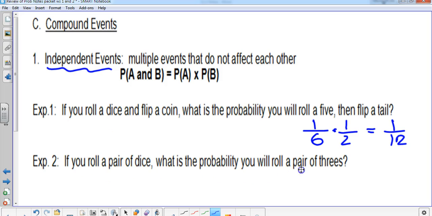Roll a pair of dice. What's the probability that you roll a pair of 3s? 1/6 and 1/6 is 1/36. Now, that question changes a lot if it says what is the probability that you roll a sum of 3, because you could get a 1 and then roll a 2, or you could get a 2 and then roll a 1. So there's 2 out of 36 possibilities there.